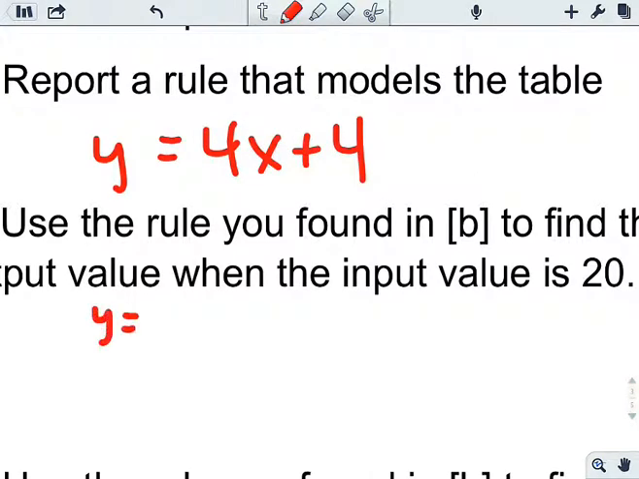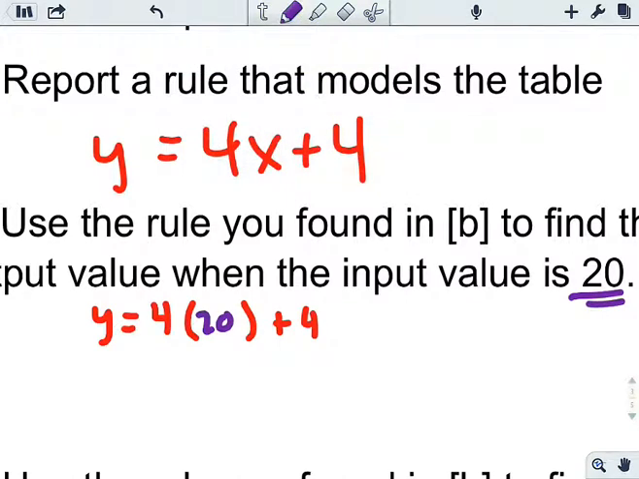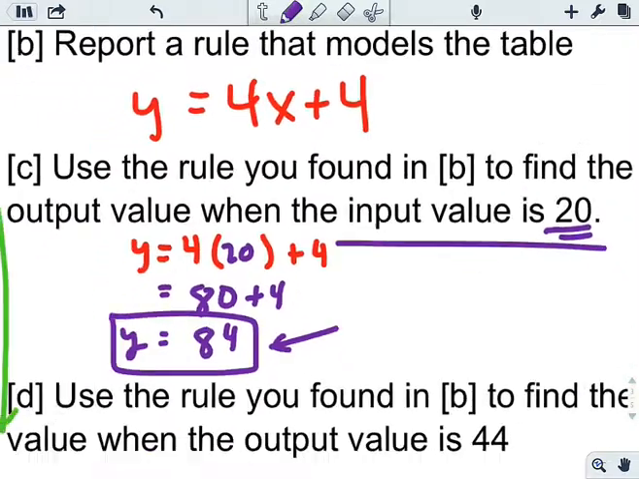We have y is equal to 4, instead of x, I'm going to leave it open because we're told what x is. x is 20. So x in this case is 20. Now it's a matter of solving it, which we can do. We're pretty good at this. So we have 4 times 20, which is 80, plus 4. 80 plus 4 is 84, making the y value we're looking for 84. So when the input value is 20, the output value is 84.